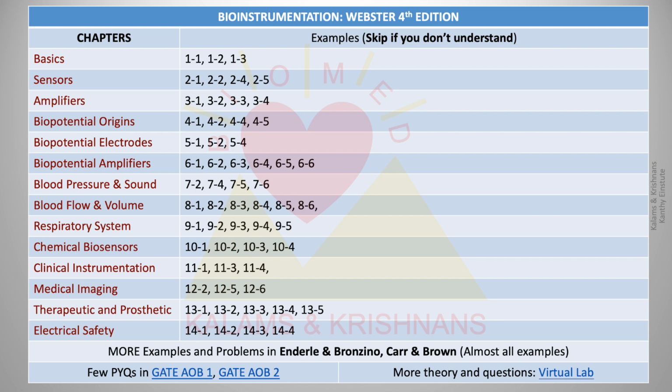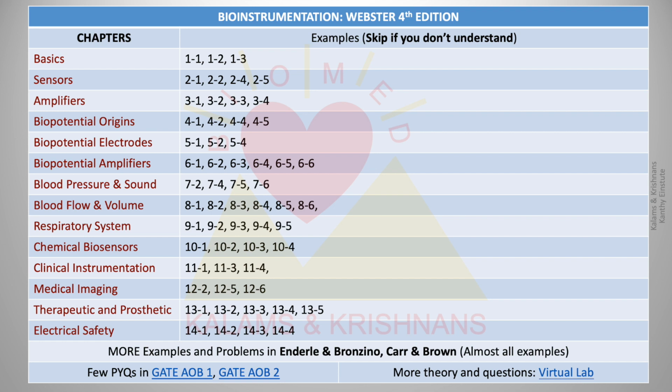Bioinstrumentation by Webster covers pretty much most of the topics in the syllabus. Again, Webster is one book that is being used to set actual GATE questions. Interestingly, this is one subject where going by one book may not suffice. So again, look at more examples in Enderle and Bronzino, and there are also many more examples in Carr and Carr. Carr and Carr examples are specifically very, very easy. Pretty much almost all the examples in the book are useful for GATE. So again, skim through these examples.